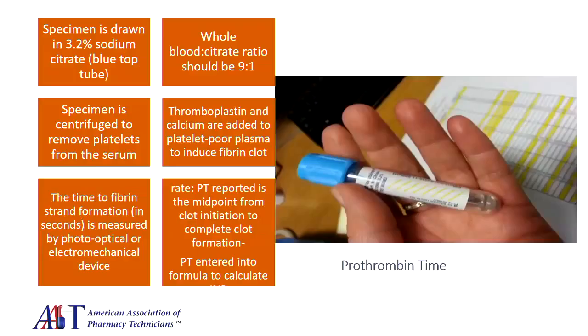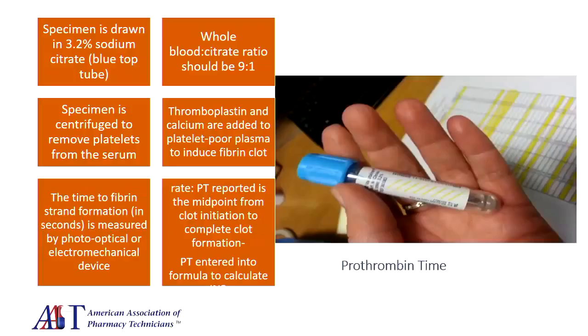So after the lab tech draws that blood, they invert the tube gently, don't shake it, invert gently several times to mix the blood with the citrate, and then it's put into a centrifuge, and it's centrifuged at high speed for about 5 minutes. And what that does, the heavy components of the blood will go into the bottom part of the tube, and what's in the top of the tube is the plasma or the serum, and that's where the clotting factors are.